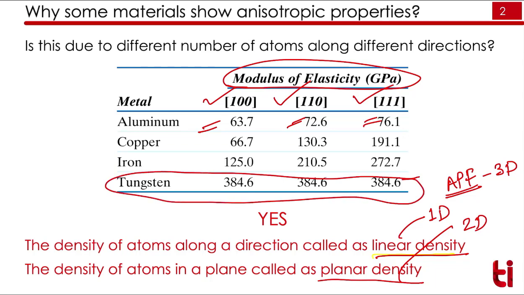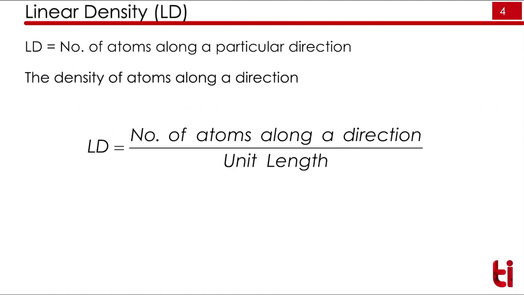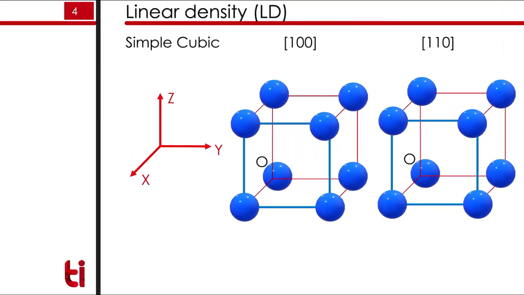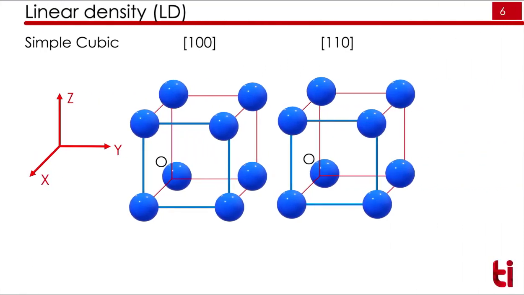So the origin of these is the density of atoms along that direction or in that plane. That we will see now, how. First we will see the linear density and then the planar density. So the linear density, the definition is the number of atoms along a particular direction divided by the unit length, right? Let's take an example of simple cubic here.